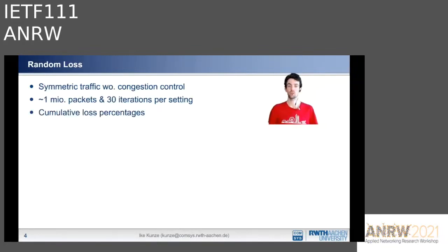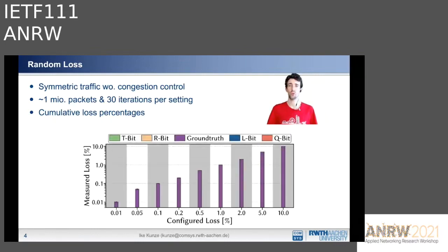The main goal of our random loss scenario was to find out how well the different approaches perform under ideal circumstances. For this, we use symmetric traffic and disable congestion control so that there's a constant flow of packets. We then transmit roughly 1 million packets in each of our experiments, and perform 30 iterations for each of our settings. We then report the cumulative loss rates that the different approaches have derived at the end of the experiments. In addition to the four approaches, we also track the ground truth, so how many packets have really been lost.